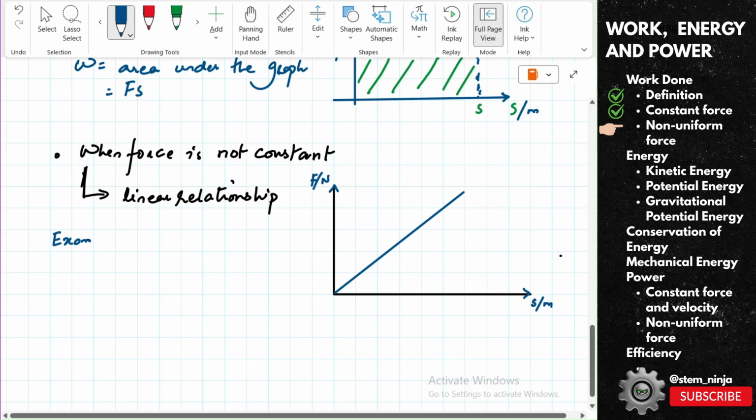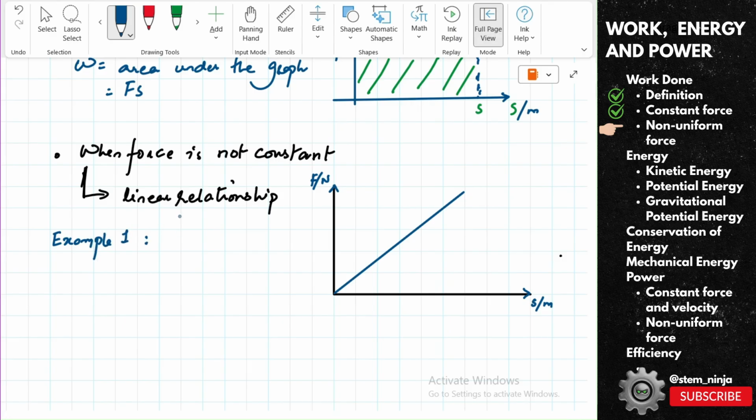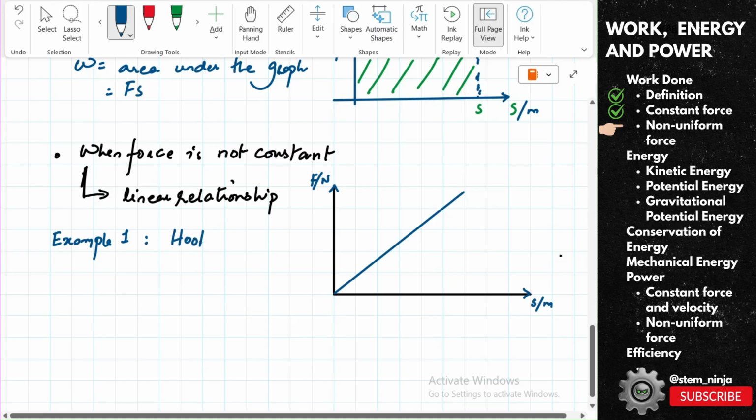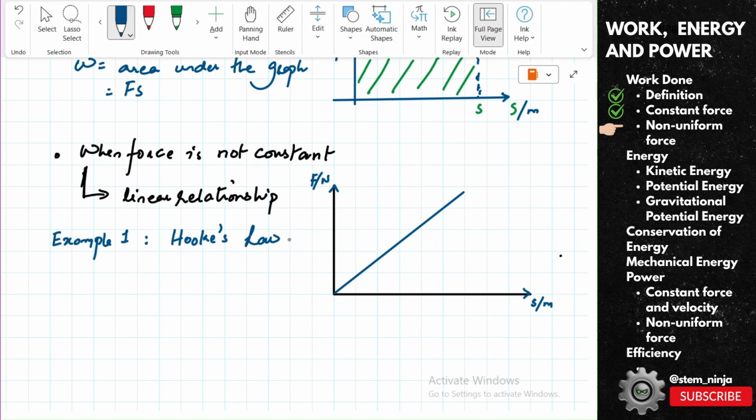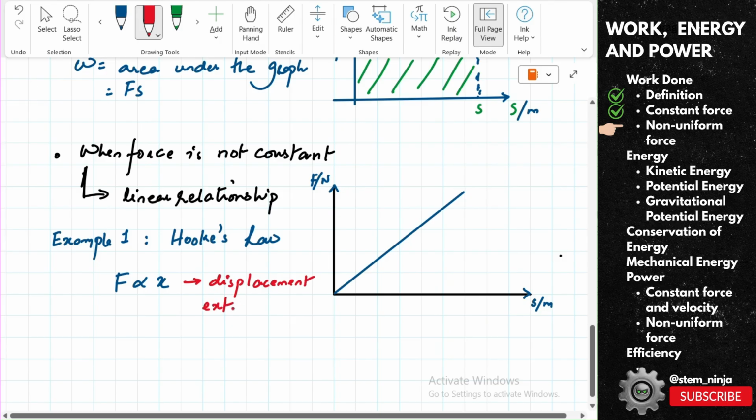Example number one is where Hooke's law is concerned. You may be familiar with Hooke's law, although we haven't studied this topic yet. However, this simply means that force is proportional to extension, or in this case, we can just simply call it displacement also, in the form of extension.